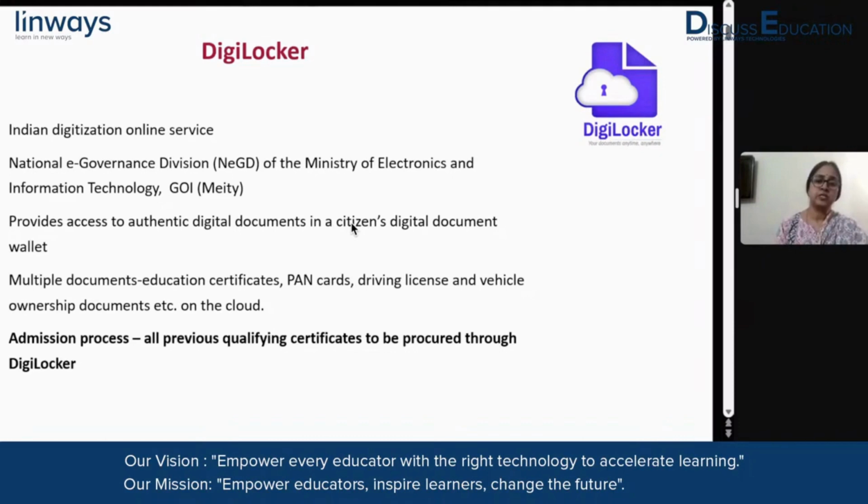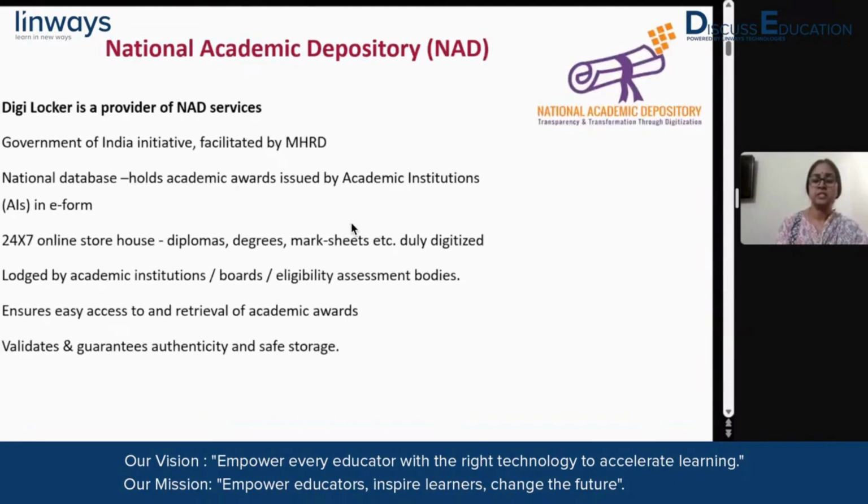How does it affect education? Henceforth, even for admission processes, all the previous qualifying certificates need to be produced through DigiLocker. And one fundamental advantage with DigiLocker is that it is authenticated by itself, in the sense that the very portal makes sure that it is an authentic platform. Now, National Academic Depository, or NAD, is provided by DigiLocker as a service.